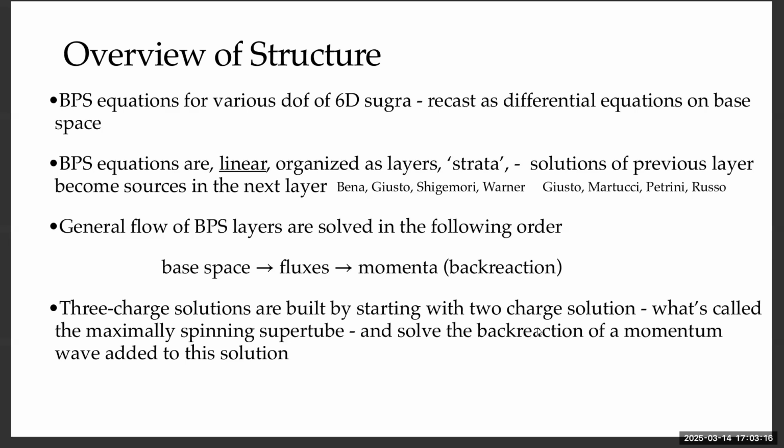As I was saying, this is the general flow. Remember this base space I showed? You solve for this. That feeds into solving for the fluxes of your theory. The fluxes then feed into solving the back reaction of the metric, which contains the momentum and angular momentum. A natural starting place for the 3-charge solutions is the 2-charge solution. So you start with a simple 2-charge state, one that you can solve, put the momentum wave on it, back react it, and that helps you get the 3-charge geometry.